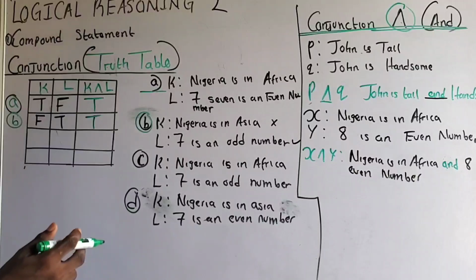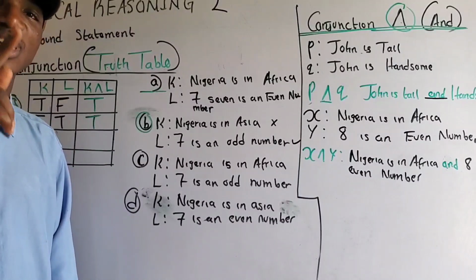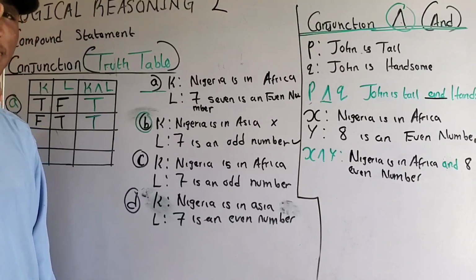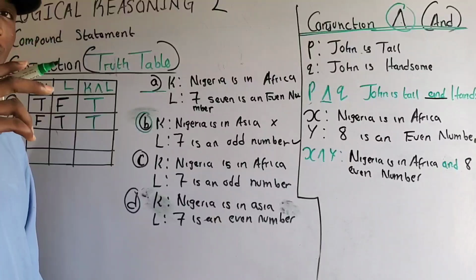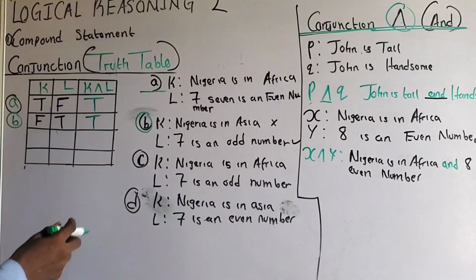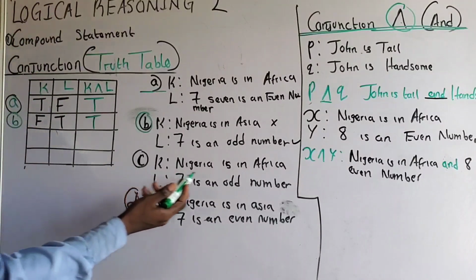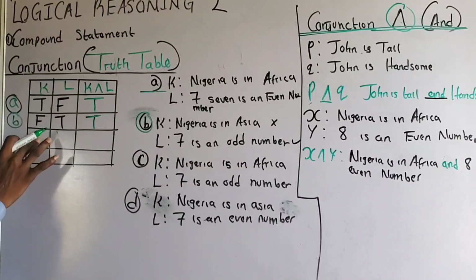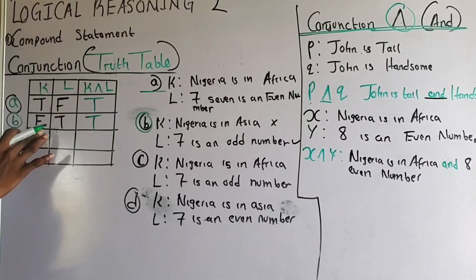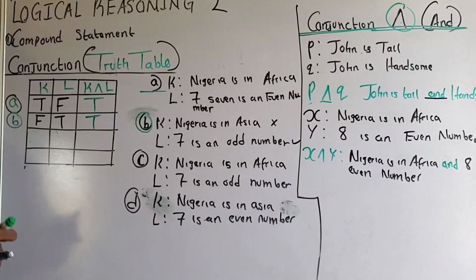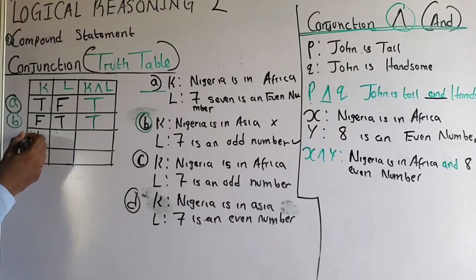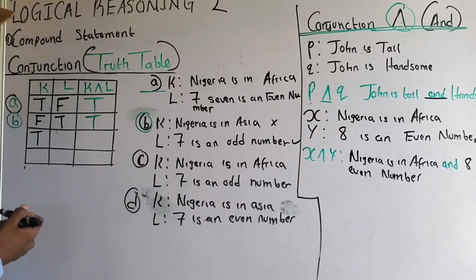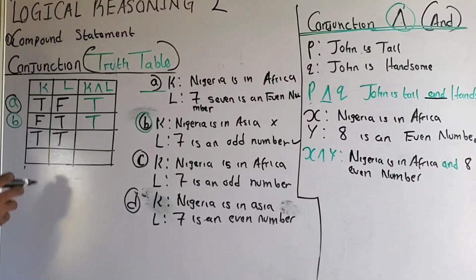So when you have a compound statement in which one of the statements is true, you're going to have a conclusion that is true. Are you getting it? Now, let's look at C. Nigeria is in Africa, so that will be true. Let's use black pen. Nigeria is in Africa, that is true. 7 is an odd number, that is also true. So, in this case, both statements are true.